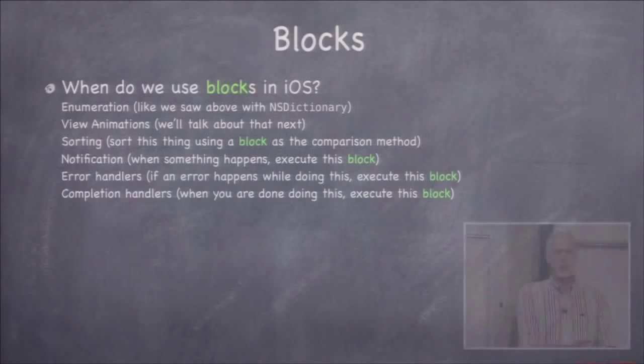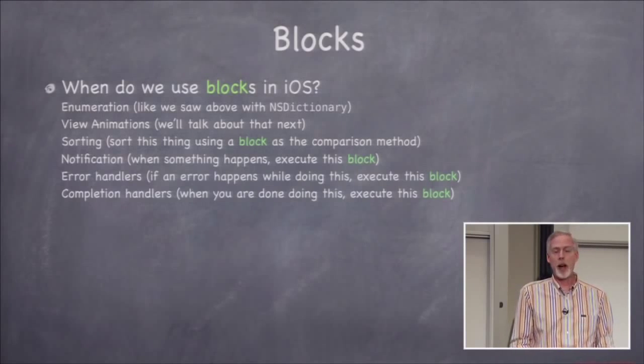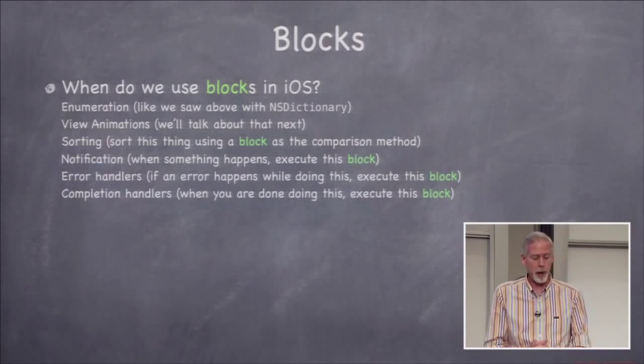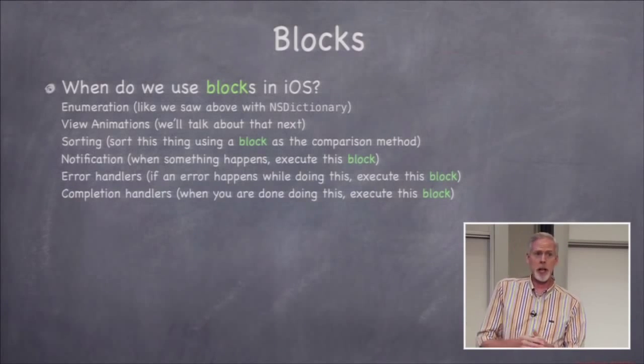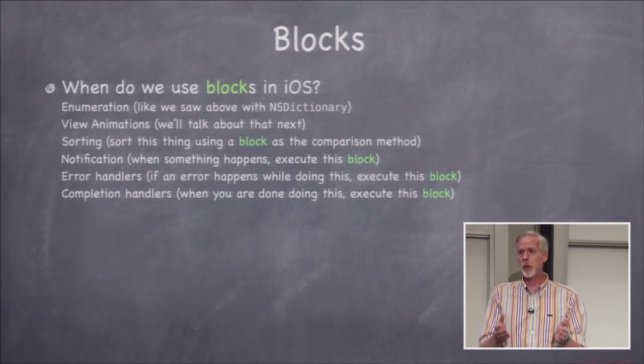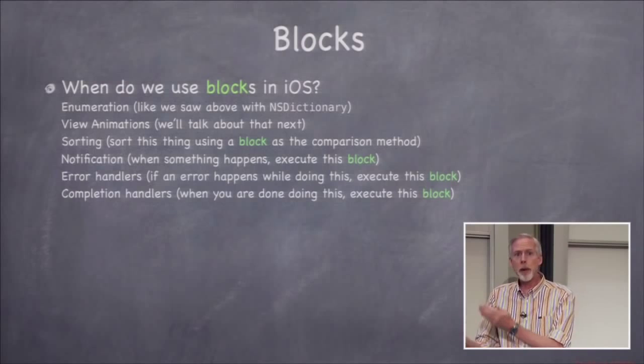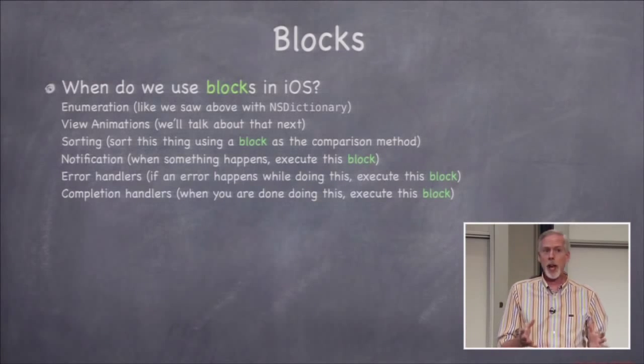So when do we use blocks in iOS? We use them for enumeration. You saw that dictionary enumerate keys and values. We use it a lot for enumeration. We use it for view animation. I'm going to do the rest of this lecture, and the start of the next lecture, on that. We use it for sorting. There are messages you can send to arrays like sort this array and use this block to compare two objects in the array. Notifications too.